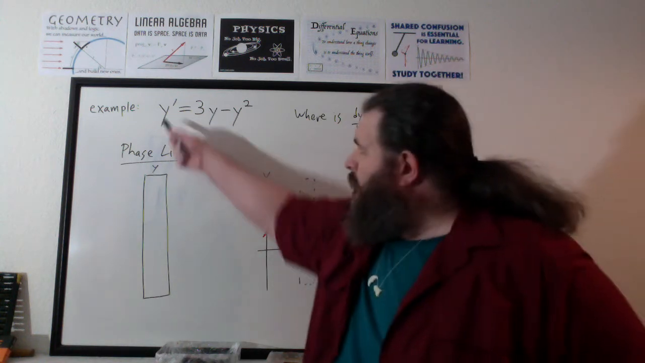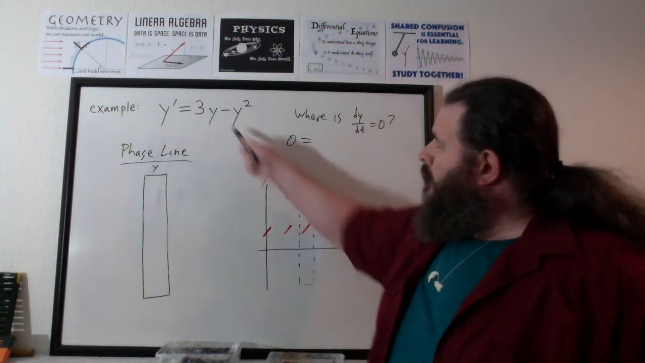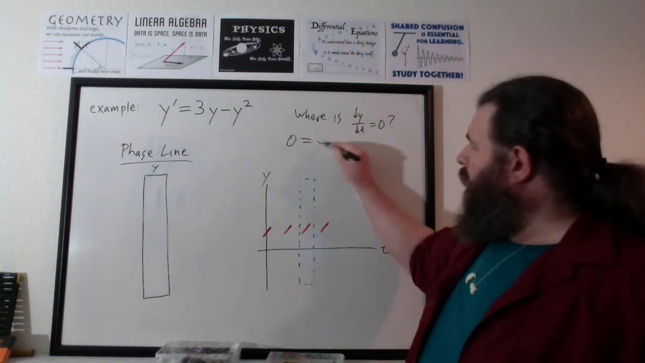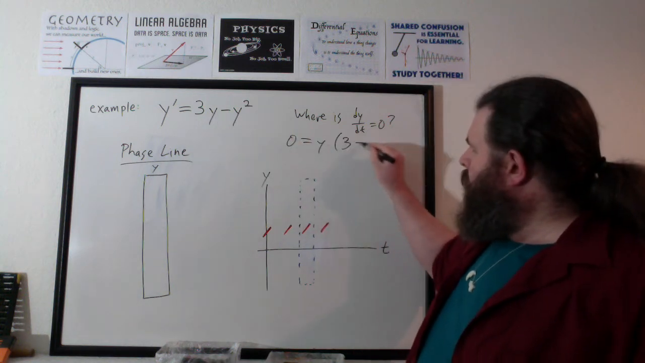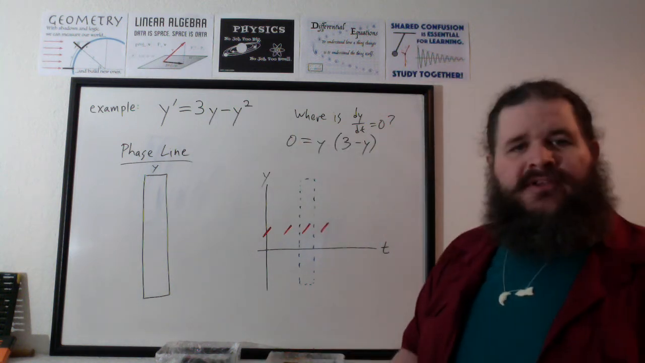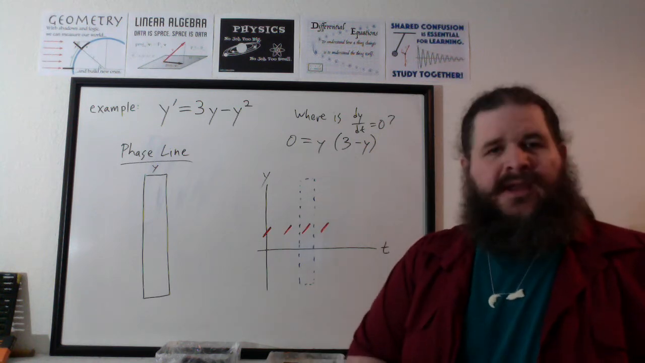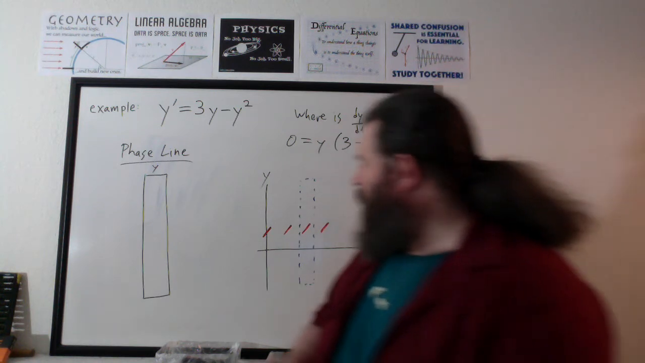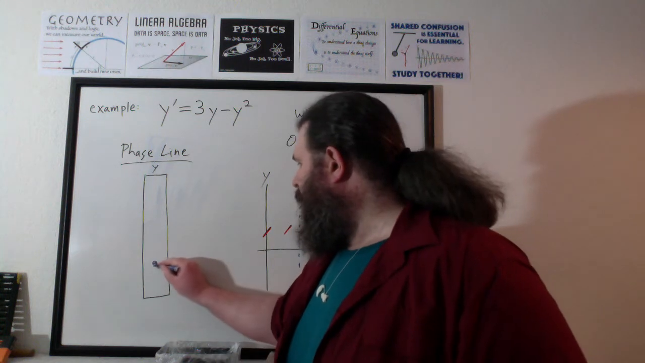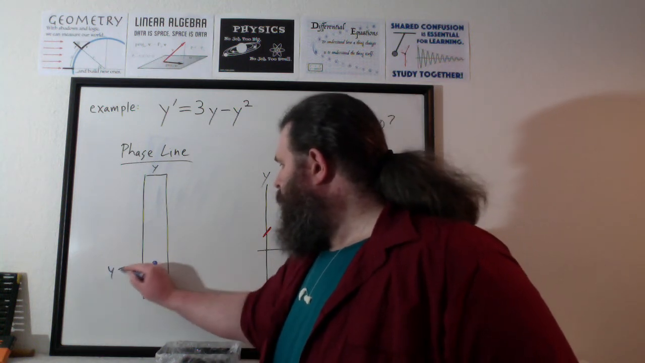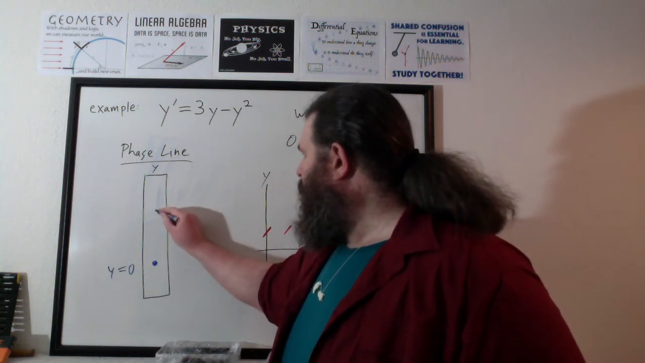We can just set y prime equal to 0. Notice that this is factorable. We can factor out y. And it looks like this becomes 0 when y is 0 or 3. So we can just mark 0 and 3 as important points on the phase line. y equals 0, y equals 3.